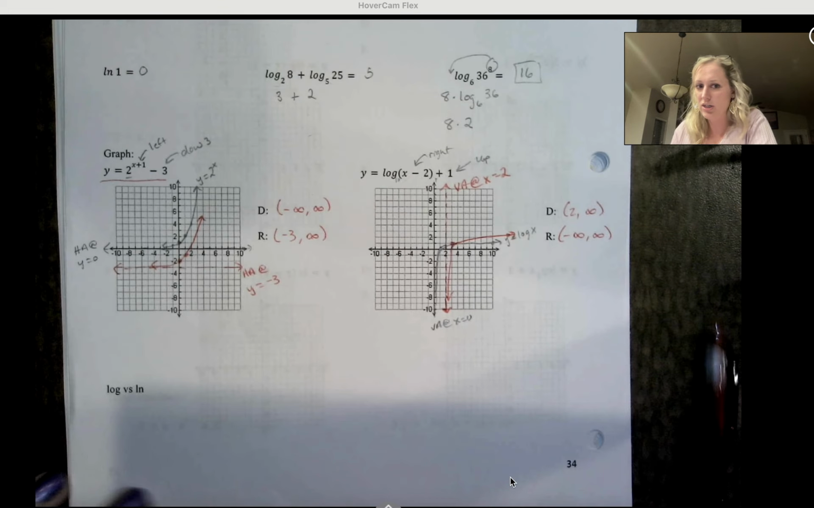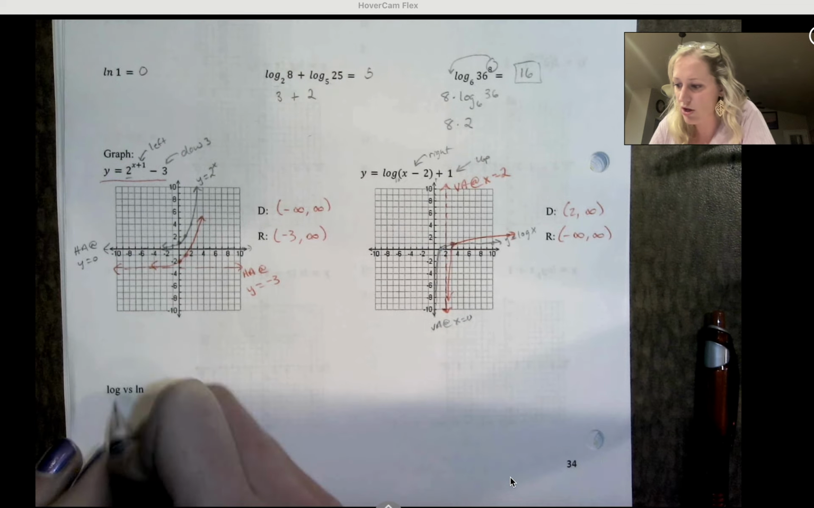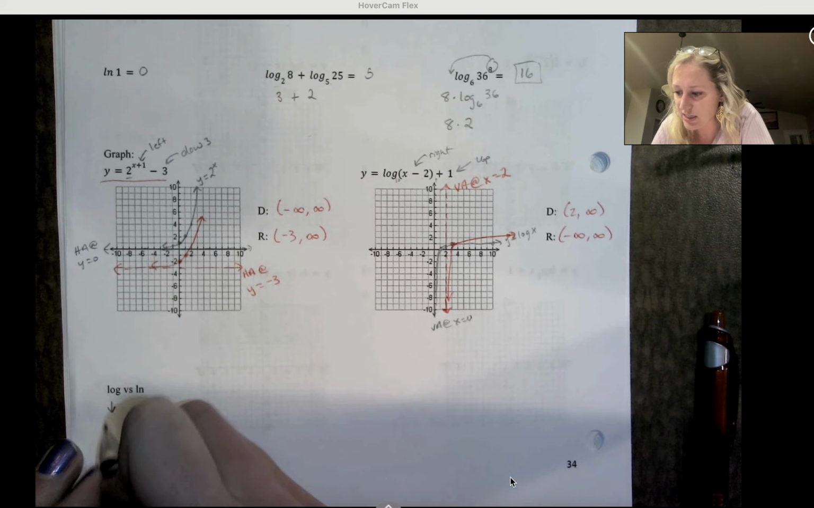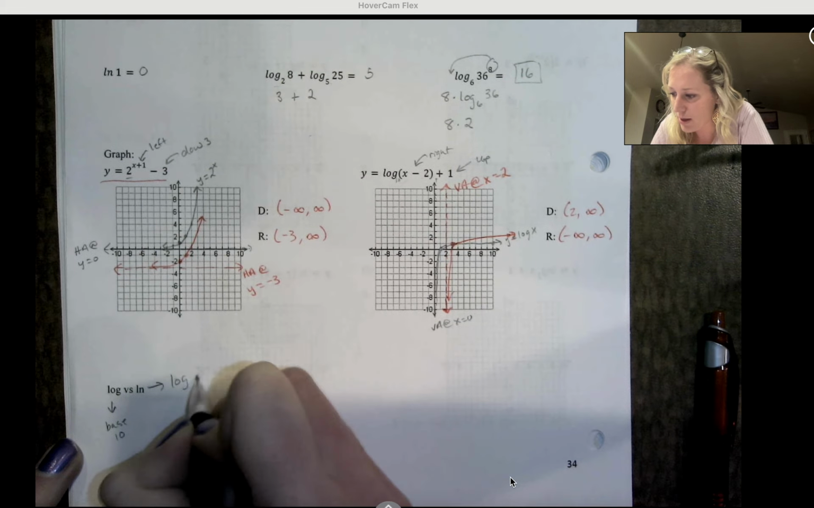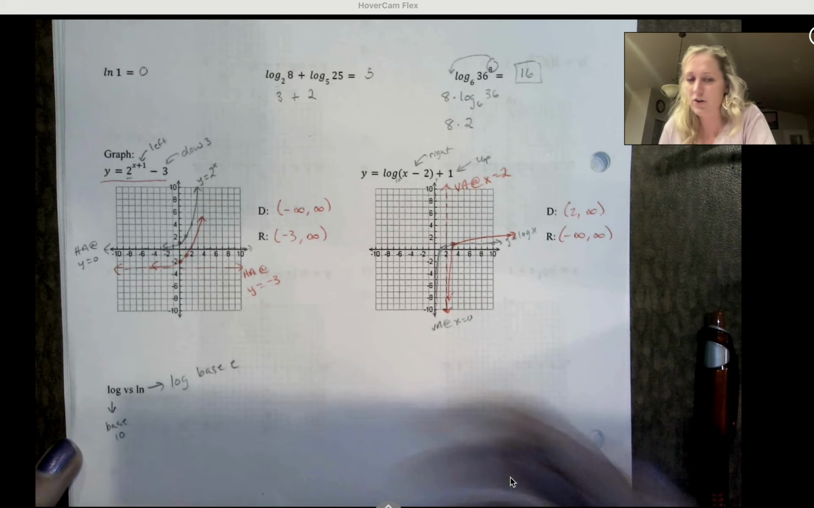Okay, down here, just make sure you know the difference between log versus natural log. Log is base 10. Natural log is log base e.